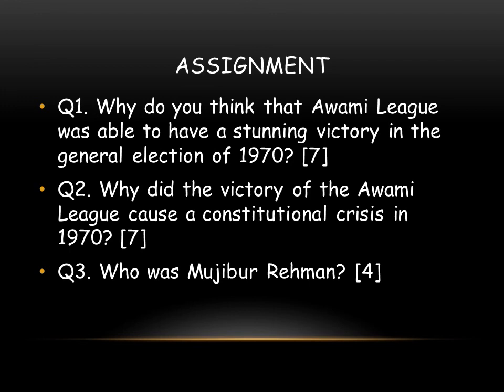The question is, why do you think that the Awami League was able to have a stunning victory in the general election of 1970? Obviously a why question for 7 marks, you have to give at least 3 reasons, and you have a lot of reasons why a party from East Pakistan was able to have the stunning victory in the elections. So, you can tell about the manifesto or the 6 points of the Awami League, and the language issue, which became a language movement for East Pakistan, and again the economic disparity created by the government.